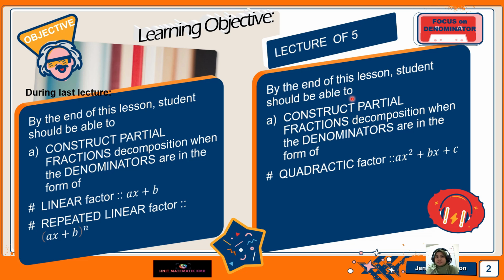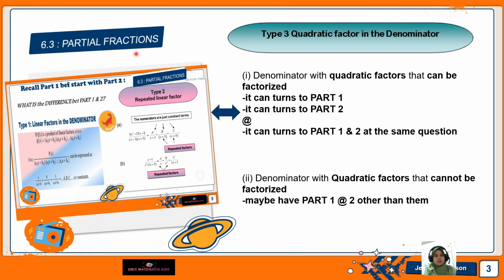By the end of this lesson, you should be able to construct partial fractions decomposition when the denominators are in the form of quadratic factor, which is ax squared plus bx plus c. So our denominator will come in the form of quadratic. But for quadratic we will have two types. Let's look at the rest of the lecture so that you know what we are going to learn about. 6.3 partial fractions.